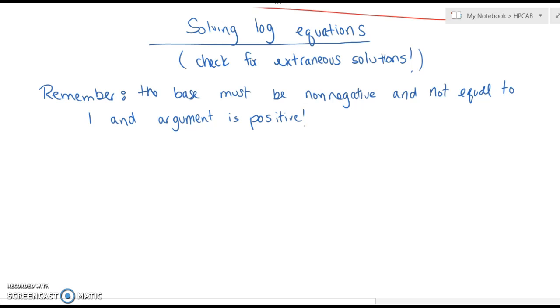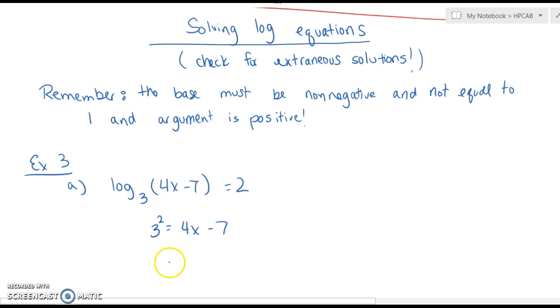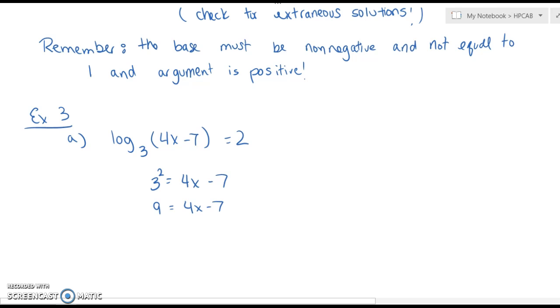Okay, so here's the first example. Alright, so this is example 3, part A. Let's say you have log base 3 of the quantity 4x minus 7 equals 2. Alright, what you're going to do is rewrite that in exponential form. And so you're going to do 3 to the second equals 4x minus 7. Okay, you get 9 equals 4x minus 7. You're going to add 7. You get 4x equals 16. So x is going to be 4.